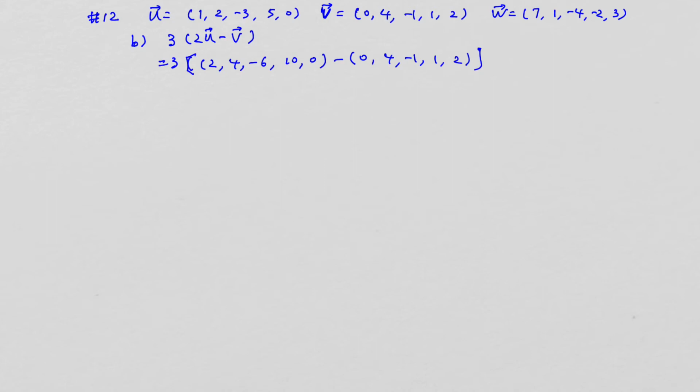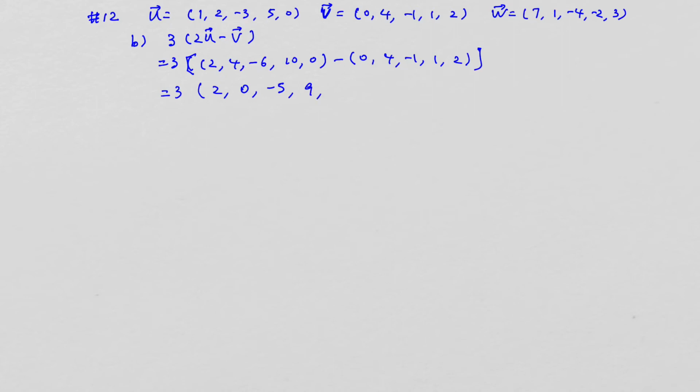So now we're going to subtract it first. Sorry about that. So subtract it, okay. 2 subtract 0 is a 2. 4 subtract 4 is a 0. -6 subtract -1 is a -5. 10 subtract 1 is a 9.